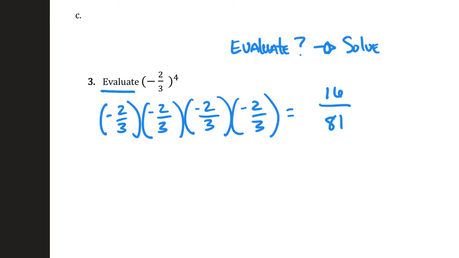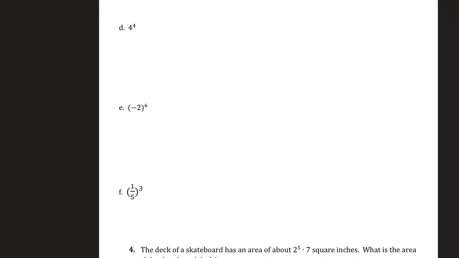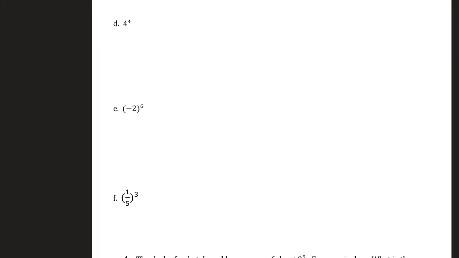Okay, and we'll try one of those. I'll give you one more example. Let's just do letter D, pretty easy. It'd be 4 times 4 times 4 times 4, which gives you 256, and so forth. I'm not sure it's worth the time to go through this.